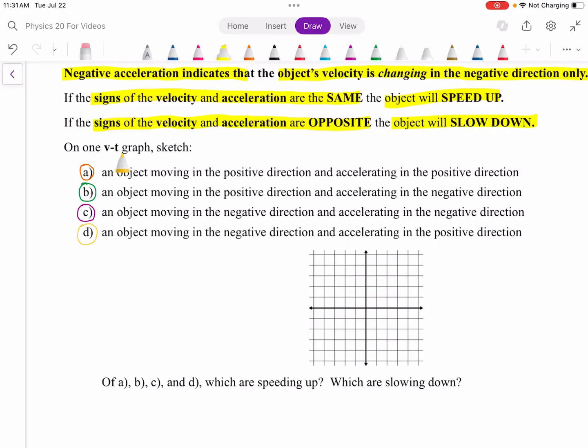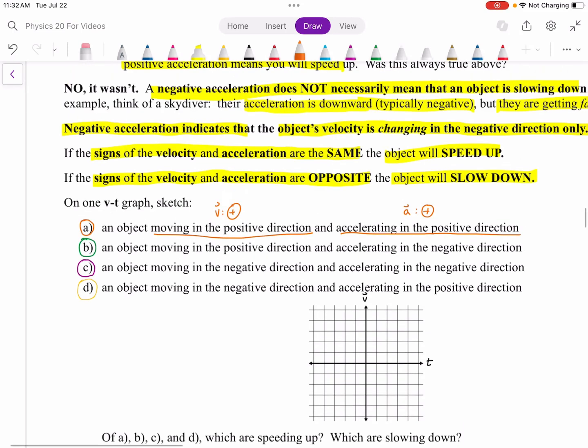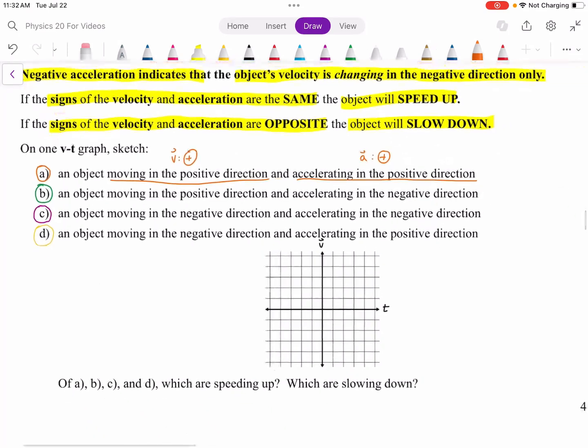So on one velocity time graph, we're going to sketch these four scenarios. I've done some color coding here. So for A, we want an object that's moving in the positive direction, okay, and accelerating in the positive direction. So if it's moving in the positive direction, that means it has a velocity that's positive, right? If it's accelerating in the positive direction, that means acceleration is also positive. So, I mean, looking at this, we know that means that it should be getting faster and faster. What's that going to look like on our graph?